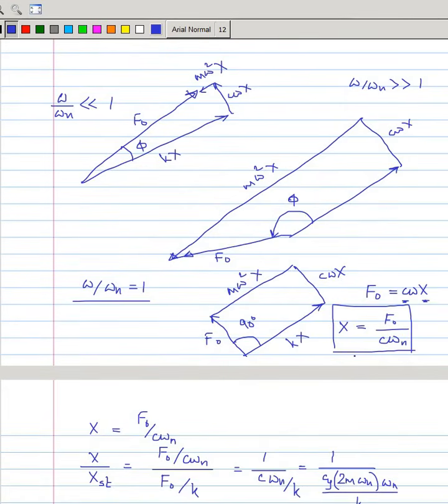Okay, here at omega by omega n much smaller than 1, the elastic force dominates, and at omega by omega n much larger than 1, the inertia force dominates, and here at omega by omega n equal to 1, the elastic force and the inertia force balance each other, and the damping force actually takes care of the excitation force.